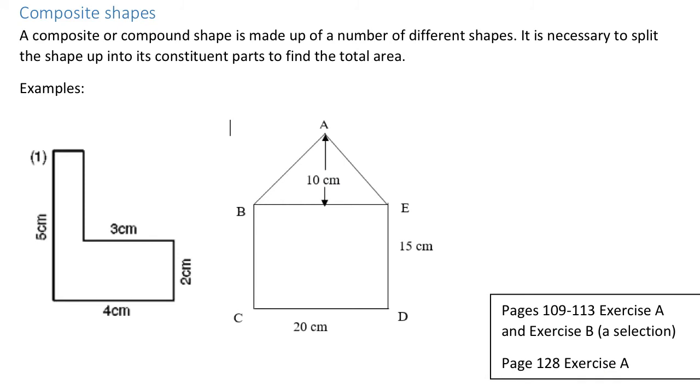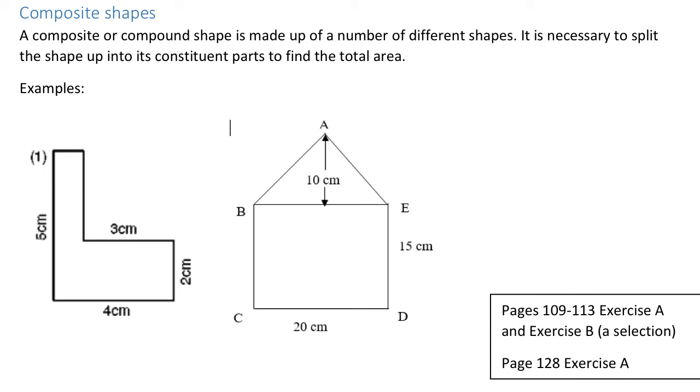A composite shape, or a compound shape, is made up of a number of different polygons or shapes, and it would be necessary to split it up into its constituent parts to find the total area. So in these examples, we've got an L shape and an irregular pentagon.